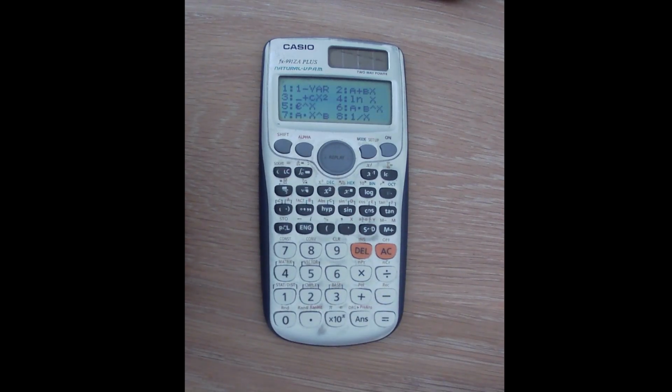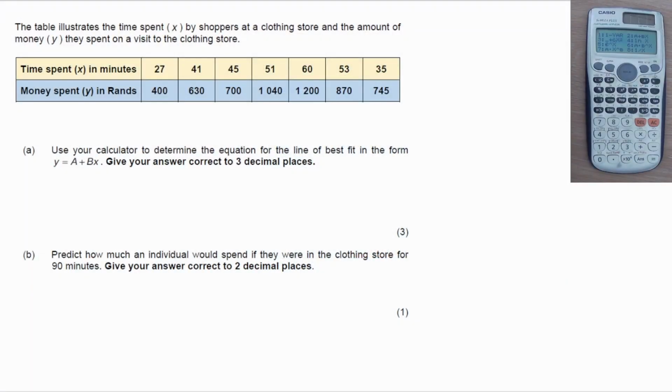There's a lot going on here, but let's not get alarmed. Let's first go to our question. We have this table over here. We have time spent in minutes, this is our X column, and then money spent Y in rands. X is how long people spend at this clothing store and Y is the money they spent on their visit. In question A, we have to use our calculator to determine the equation for the line of best fit in the form Y equals A plus BX, and our answer must be to 3 decimal places.